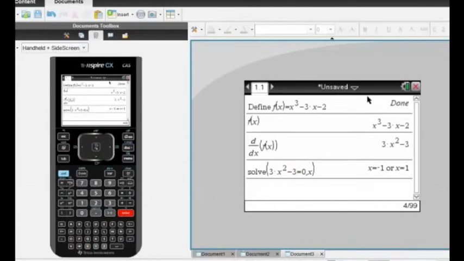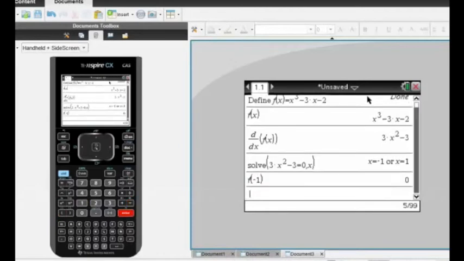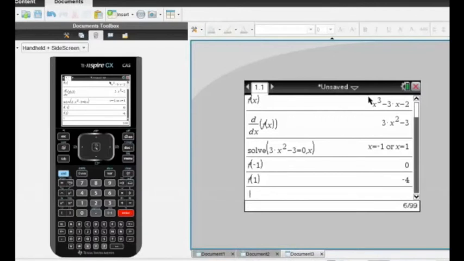To find the y coordinates, I can just substitute those x equals -1 or x equals 1 into the f of x function. So I just go f of -1, and I get the coordinate -1, 0. I'll be writing this information down, of course, and then I could substitute in f of 1, and I get the y coordinate of -4. So I've got the coordinates -1, 0 for a turning point, and 1, -4.